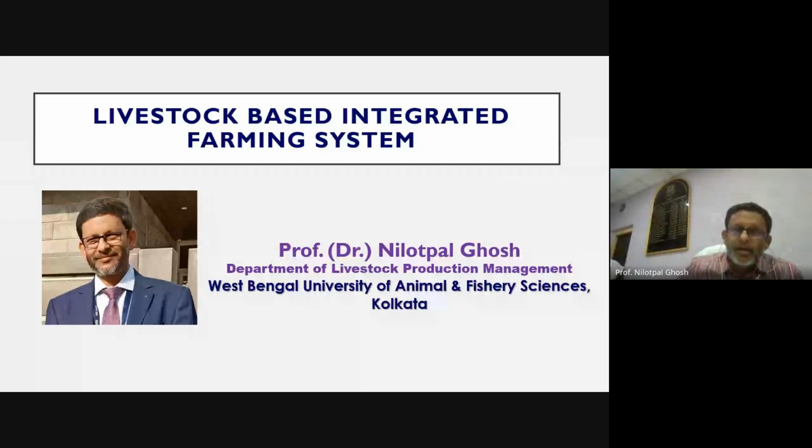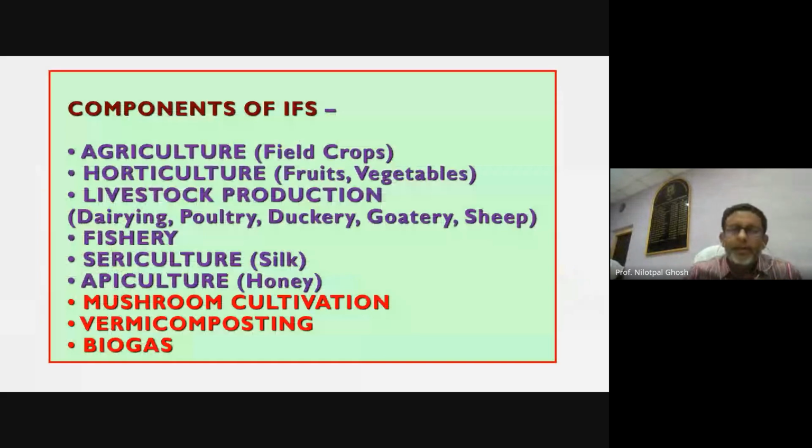Now, these are the components you see. Agriculture is a major component in integrated farming system. Horticulture is there, maybe vegetable side or fruit side. Livestock production is a big area: dairy, poultry, duckery, goattery, sheep farming, all or a single entity of the livestock component may be integrated with the integrated farming system. Then fisheries, sericulture, apiculture, mushroom, vermicompost, and biogas. So any one or multiple of these components may be a part of integrated farming system.